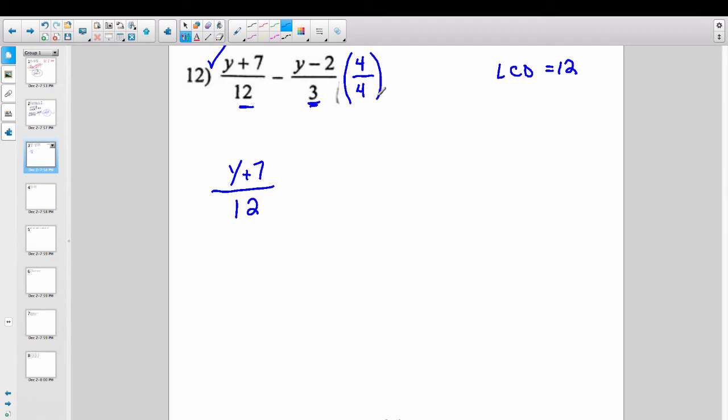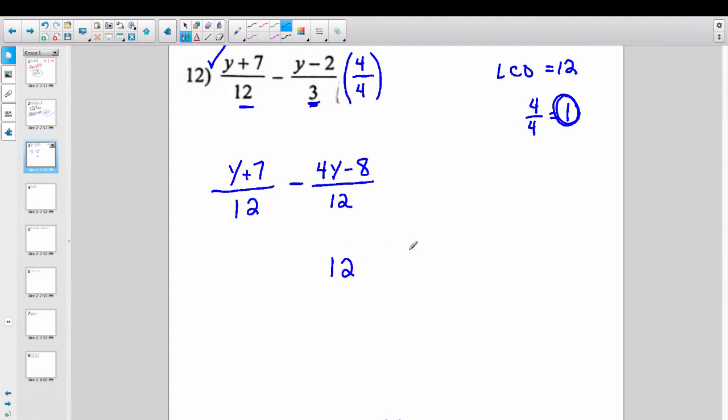And in order to be fair to this fraction, I should multiply top and bottom by 4. Because after all, 4 over 4 is 1. And if you multiply anything by 1, you're not actually changing the value of it at all. You're keeping it the same. But we're certainly making it look different. And how we're making it look different is as follows. 4y minus 8 over 12. Now look, the denominators are the same. Therefore, we can just do the operation and put the answer over 12.